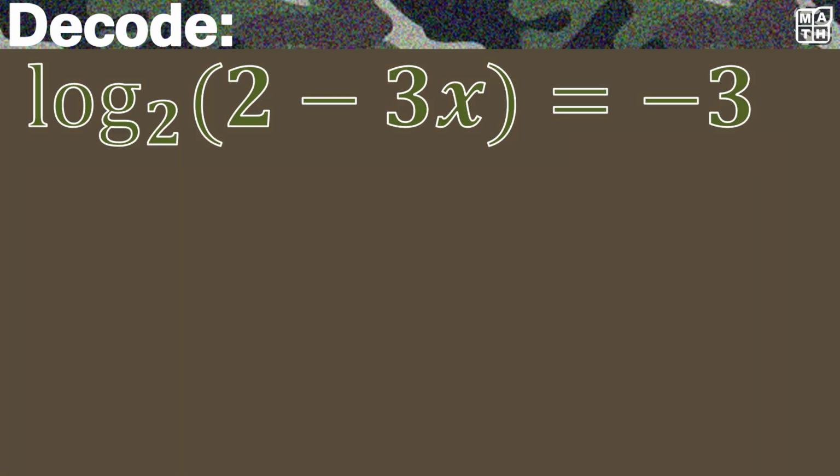Solve or decode the given equation. The logarithm of 2 minus 3x to the base 2 equal to negative 3. Here we are going to solve for the variable x that will satisfy the given equation. And since we're dealing with a logarithmic equation, we can also use the concept of exponential equation, using the transformation of logarithmic to exponential and vice versa. This is so that we could solve for x without any calculators.